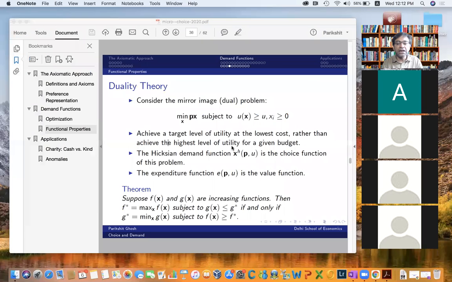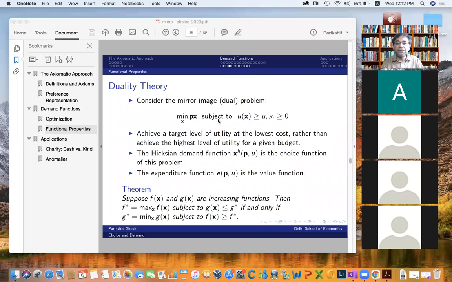Let me just point out that Marshallian demand functions and Hicksian demand functions have different arguments. That's why they are different, right? Because they're coming from reverse problems. Both of them are functions of price vectors, but the Marshallian demand function was a function of income, because income was given and utility was being maximized. In the Hicksian case, they're functions of the utility target, subject to which expenditure is being minimized.